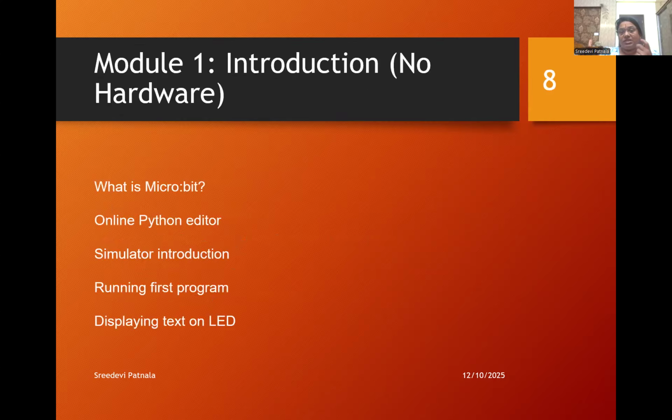So let's understand the level 1 course content first. I'll introduce what micro:bit is, what an online editor is, how to download, and a simulation introduction: how the simulation works, how you can run the programs, and how you display output on the LED.